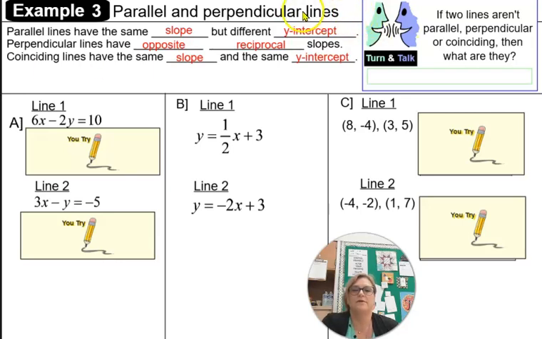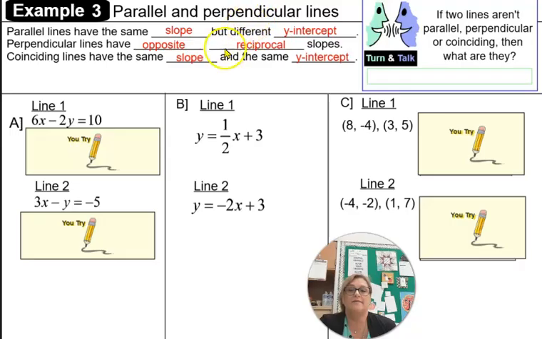So in this video, we're looking at example 3, which is parallel and perpendicular lines. And this is all review from geometry, so we're going to move through it pretty quickly. Up at the top is a reminder that parallel lines have the same slope, but different y-intercepts.